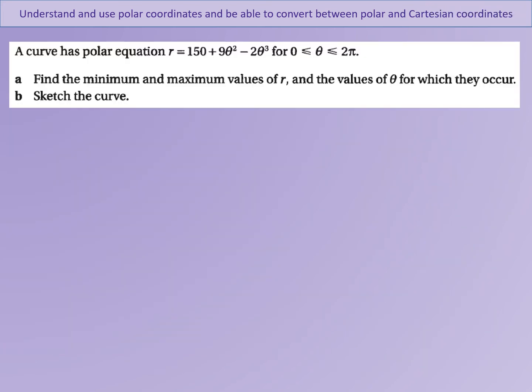We're going to consider the curve with polar equation r equals 150 plus 9 theta squared minus 2 theta cubed for values of theta between 0 and 2 pi. We're going to find the maximum and minimum values of r and the values of theta for which these occur. I'm going to sketch the curve by creating a table of values of theta and plotting the points. So pause the slide now and answer the question.